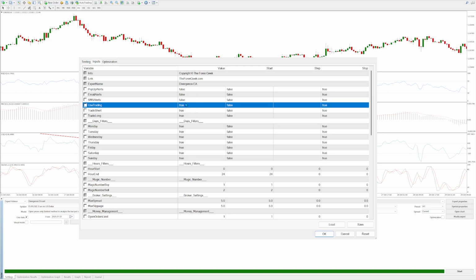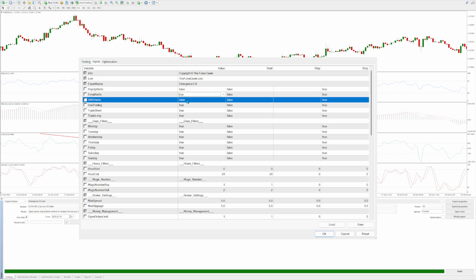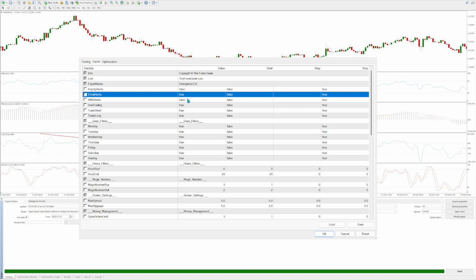You can have use trading set to true and email alerts set to true, or any of the other alerts set to true. This is so you can be notified when there is a trade being placed, and then you can perhaps fire up the platform as soon as you get a chance and check just to make sure it was a valid trade. And if you want to perhaps adjust the stop loss or take profit on the trade.